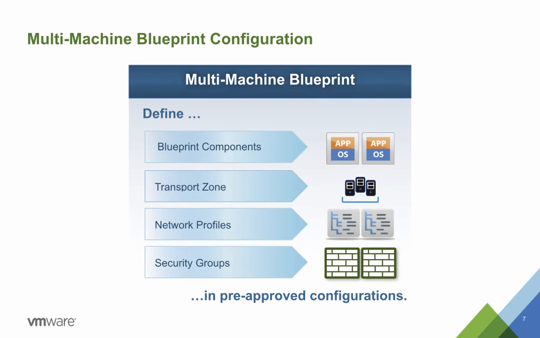Having defined your network profiles and reservations, the final step in this process is to configure your multi-machine blueprint. You'll need to identify one or more single machine blueprints to include as components of your multi-machine blueprint. Secondly, you will need to select the appropriate transport zone information as provided by your NSX administrator. Thirdly, select the network profiles which you wish to use with your blueprint components. Finally, identify any NSX security groups which you wish your blueprint VMs to inherit security policies from. Once this is done, you are ready to publish your application blueprint and allow users to request it from the service catalog.